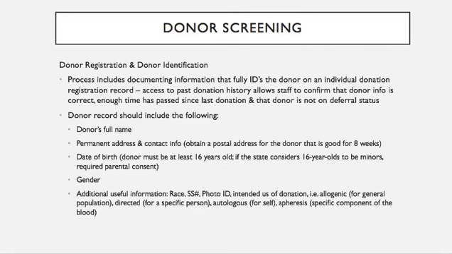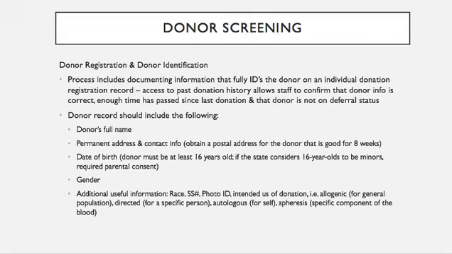Donor registration and donor identification. This part of the process includes documenting information that fully identifies the donor on an individual donation registration card. This will have access to past donation history that allows the staff to confirm that the donor information is correct, that enough time has passed since the last donation, and that the donor is not on some type of deferral status. The donor record should include the donor's full name, a permanent address, and contact information.